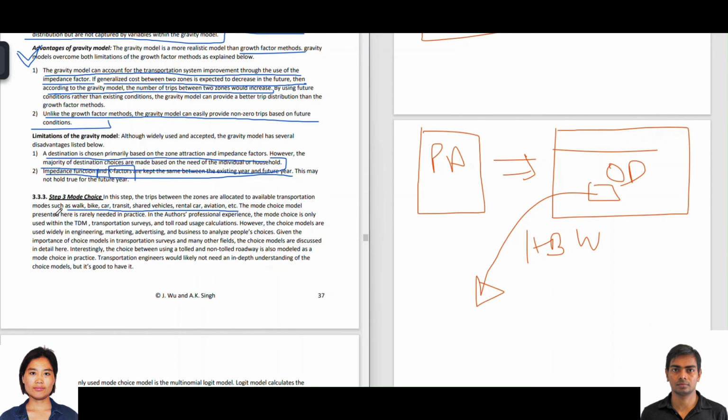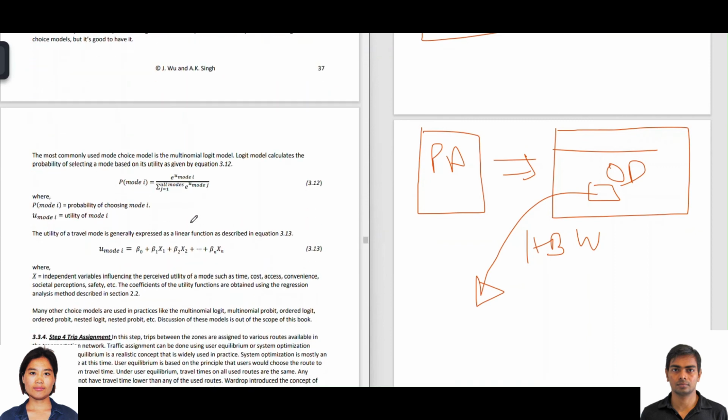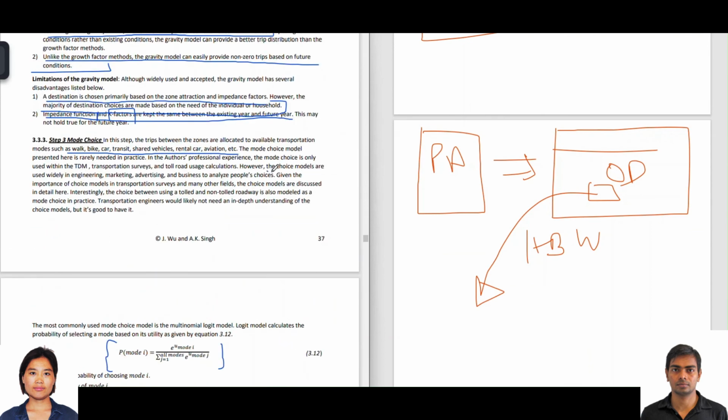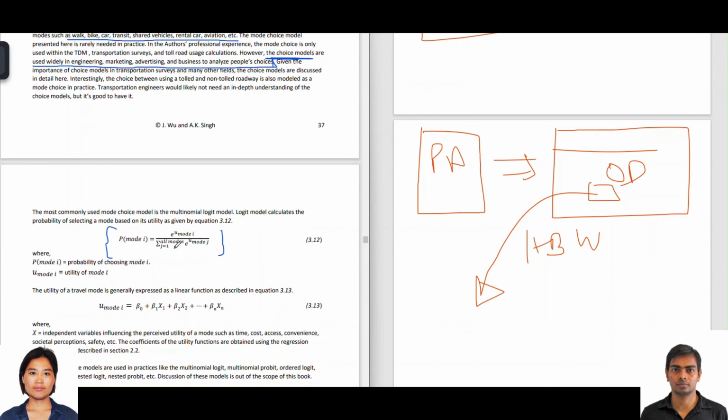The mode choice presented here is rarely used in practice. It's just used within the TDM model. However, the choice models, we are not talking specifically about the mode choice related to transportation engineering. The choice models are widely used in engineering, advertisement, marketing, and business analytics to analyze people's choices. So choice models which look similar to this are heavily used in different kinds of industries.